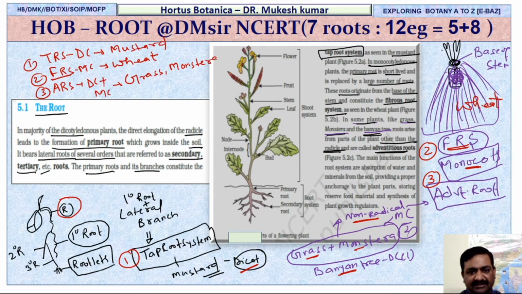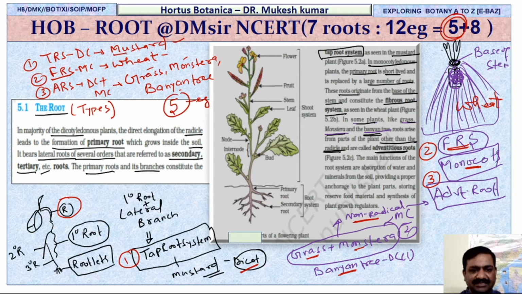I am writing repeatedly so that you must learn banyan tree, isn't it? So how many examples we have? 1, 2, 3, 4 and 5. So total 5 examples we have for types of roots. Remember what I told you, these 5 examples we learned.